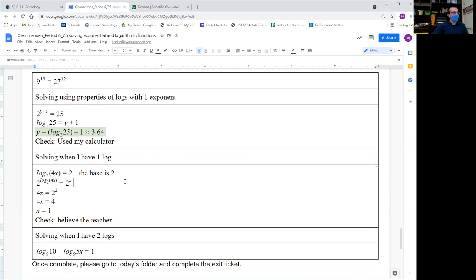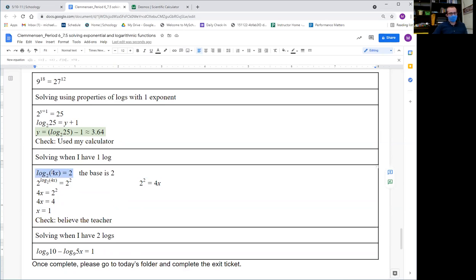Now let's go over that second method that we could have used. So instead of doing this method, we could have also done it slightly differently. We could have rewritten this in exponential form. To do that, I would rewrite this as 2 to the power of the outside number equals my inside part of my log, 4x. Then we have our answer.